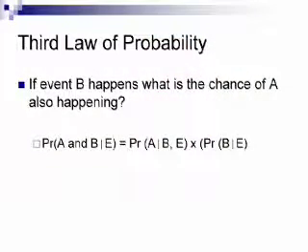What if the events are not mutually exclusive and the outcome of event A does not influence the outcome of event B? This is covered by the third law of probability, which states that the probability of non-mutually exclusive events occurring is given by the product of the probability of each event occurring. We can write this as the probability of A and B, which equals the probability of A times the probability of B.